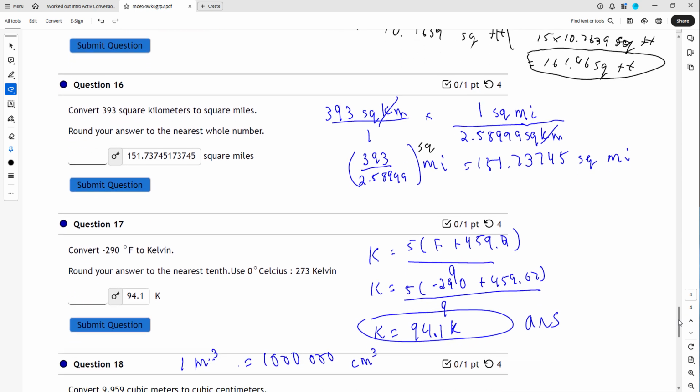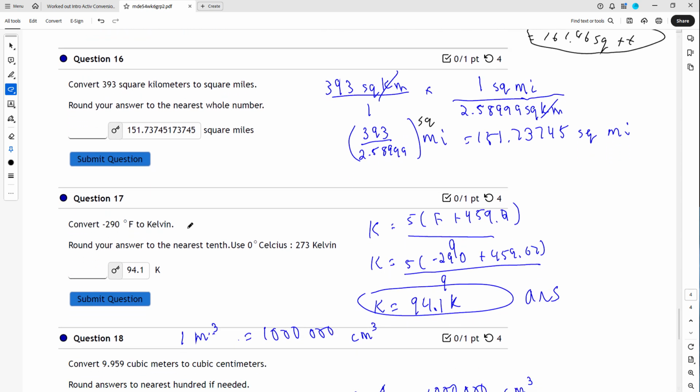Okay. Number 17, convert to Kelvin. So I wrote up my formula. Kelvin here. The input is negative 290 Fahrenheit, so I plug that in. And I simplify, find the order of operation, ends up with 94.1 kilometers for my answer.